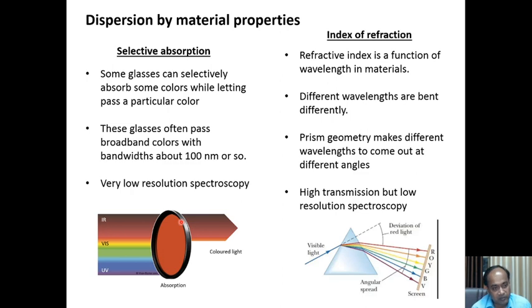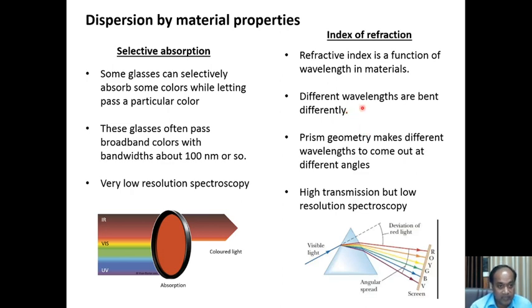But this is a form of very low resolution spectroscopy. While if you go to slightly higher resolution, where you can see colors in a very distinct way, is by prism. And the way prisms work is because there is a refractive index. So for example, glass has a refractive index of 1.5. But one thing you have to realize is that the refractive index is a function of wavelength in material. Almost all materials show that. Some materials show it more, some materials show it less.